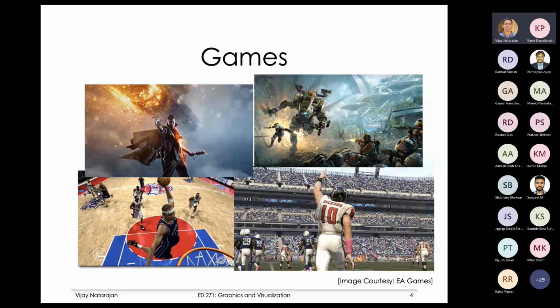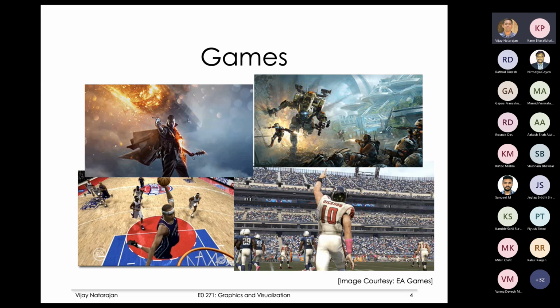Another major driver for computer graphics is gaming. While this is very familiar to all of you as a user, what you may or may not know is one of the big reasons for computer graphics and the graphics cards becoming a consumer product, something that sits on your laptop or on your desktop at less than 10,000 rupees or maybe even 5,000 rupees. One of the reasons for that is the computer games industry.